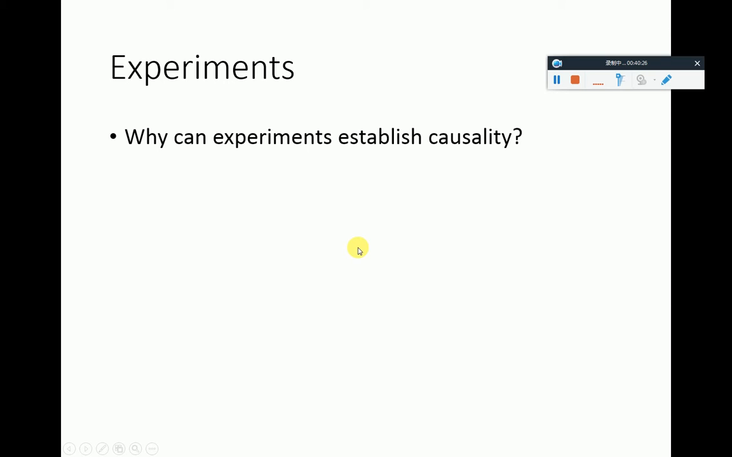So now, after introducing the basic elements of experiments, we can start to answer this question, and that is, why can experiments establish causality? Because recall, at the very start of this class, we said that the distinguishing feature of experiments is that you can establish causality, which survey studies cannot do. Okay? But the question, of course, is why can experiments do that? To answer this question, we need to revisit the three criteria of causality.